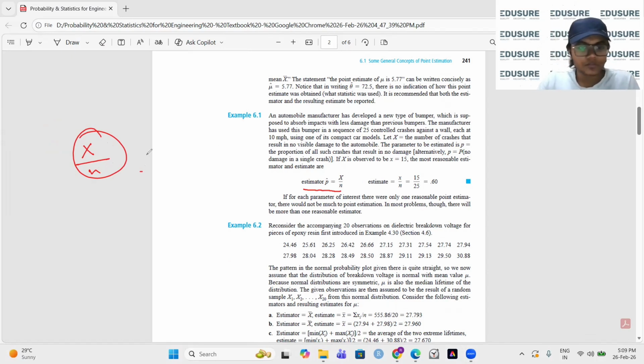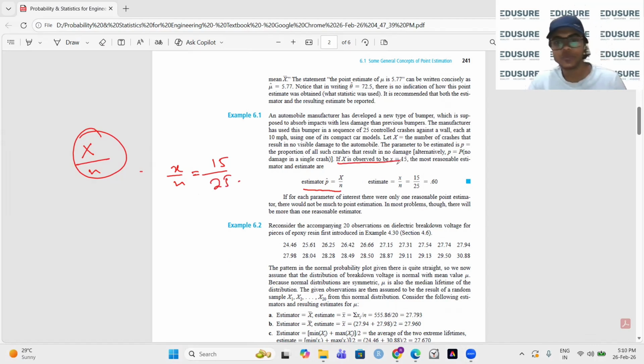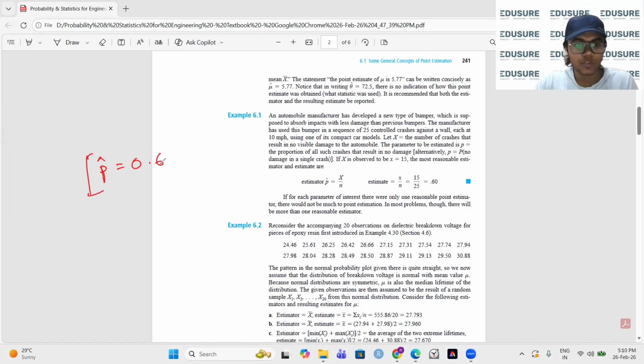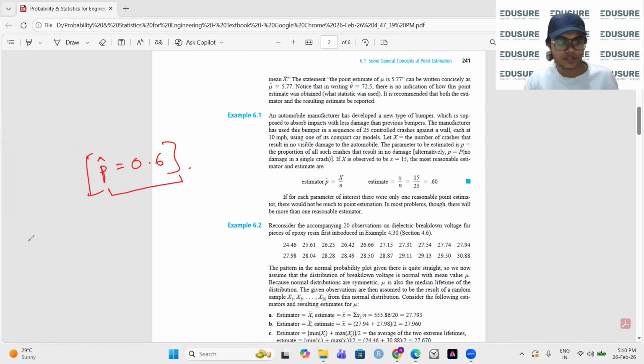So this is the most reasonable estimator in this case to find the proportion of crashes in which there is no damage, because x represents the cases where there is no damage and we are dividing that by n to get our proportion. Now the estimate will be small x by n, which is 15 by 25, because x is observed to be small x equal to 15. So our estimate value comes to be 0.6. So this will be our point estimate in this case.